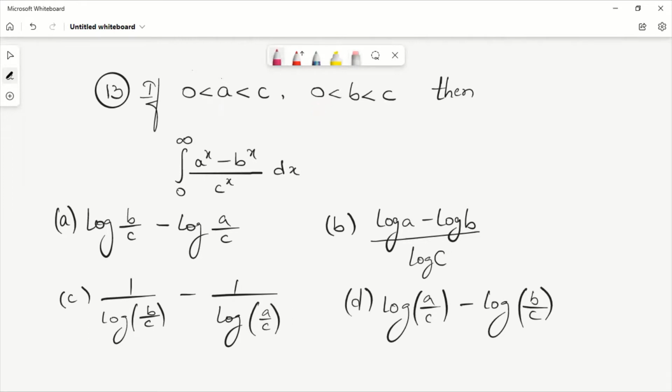Now this integral value we have to find out. There are 4 options.